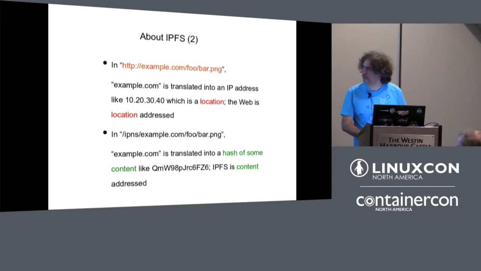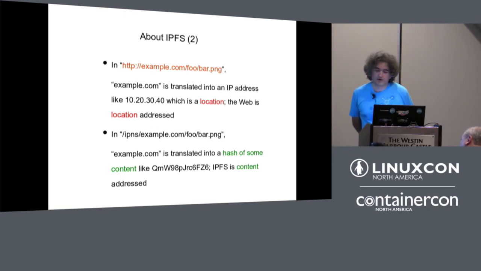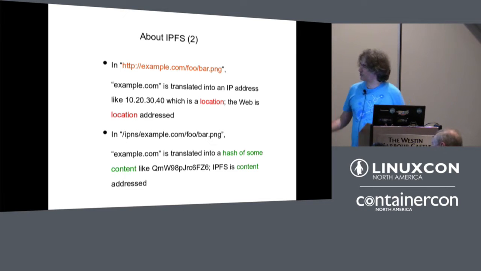And what it means, so Git is also content addressed, which means that you retrieve some content using a hash of the content. The web, well, HTTP currently is location addressed because a name like example.com is translated into an IP address, which is a location. In IPFS, a name like example.com is translated into a hash of some content, and then the protocol tries to retrieve the content from wherever it can find it.